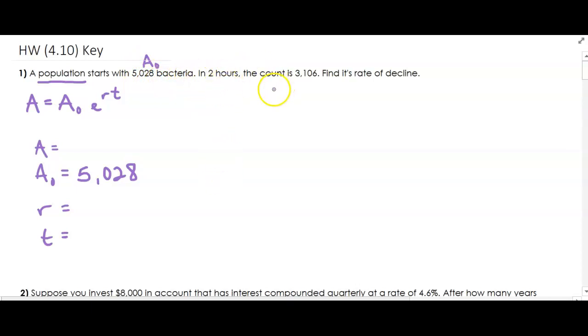In 2 hours, the count is 3,106, so after a time of 2 hours, t is 2, my final or current population of bacteria is 3,106, and I am looking for its rate of decline. This is what I am searching for, r, and because it is a rate of decline, I should expect whenever I'm solving for r that it should be negative. And if it's not, I probably did something incorrectly.